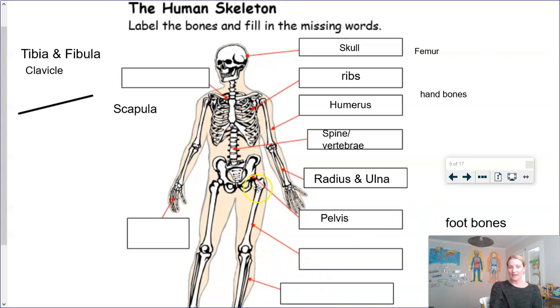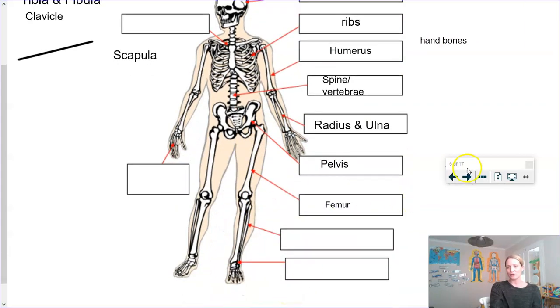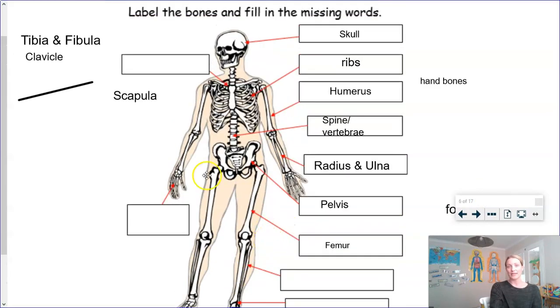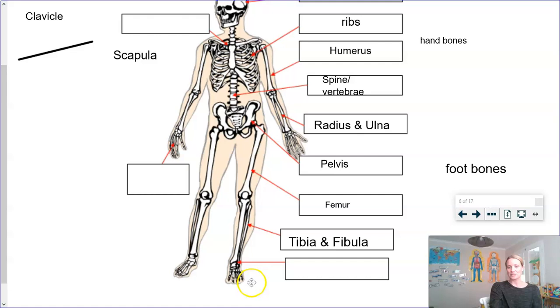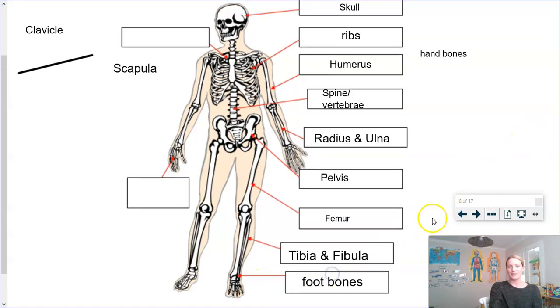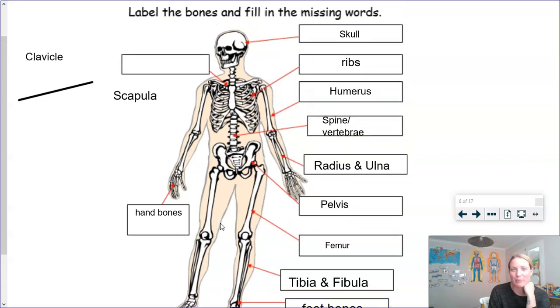Following it down, here I have the longest and the strongest bone in the body. That is the femur. And at the bottom, sorry, I've got to scroll down slightly for you. Here I have the two leg bones in the bottom half of the leg, which are the tibia and fibula. And down at the very bottom, I have my foot bones. Now, coming onto this side of the body, here I have my hand bones. And remember, your hands are made up of carpals, metacarpals, and your fingers are called phalanges. You don't really need to know that in grade 5, but it's always good to extend your knowledge where possible.